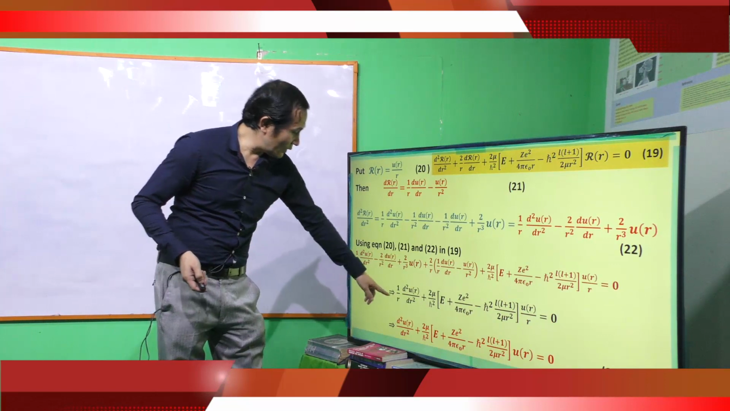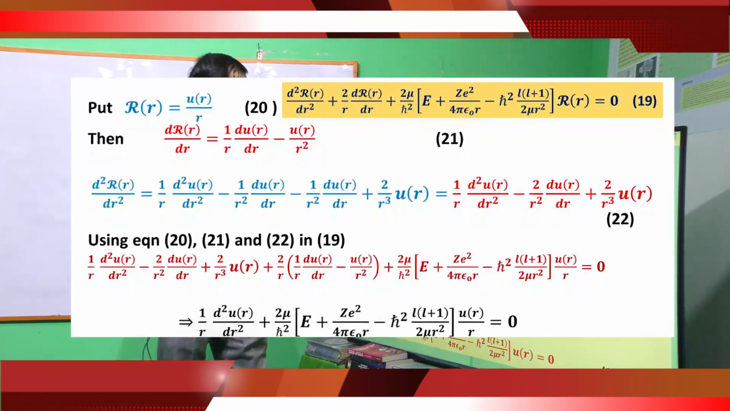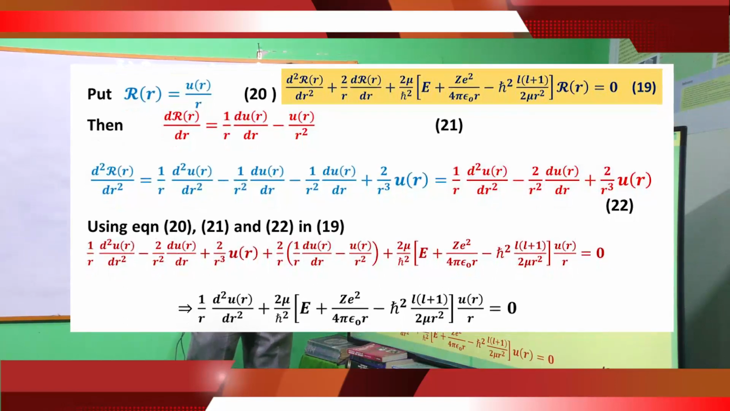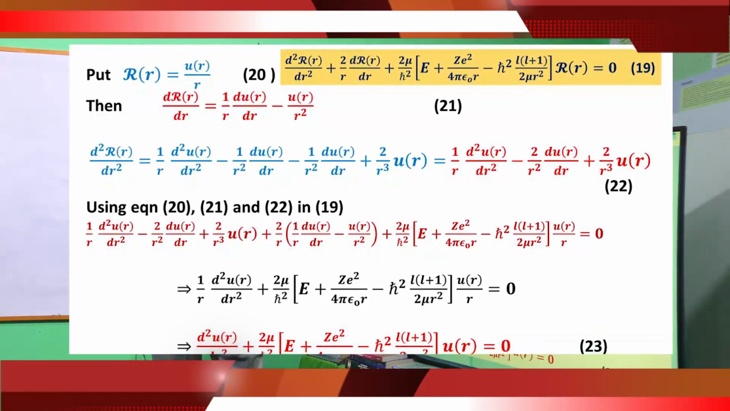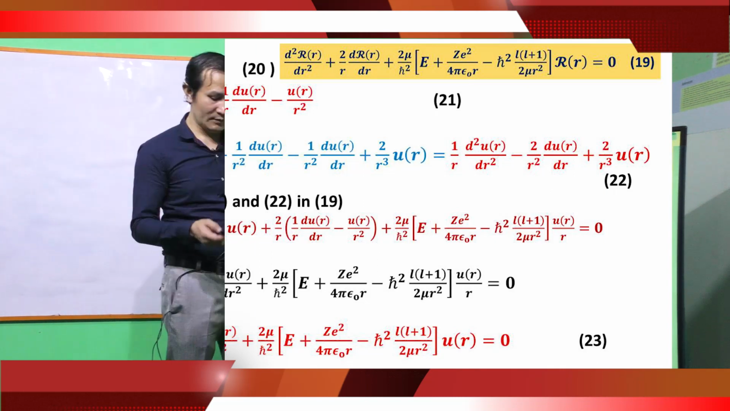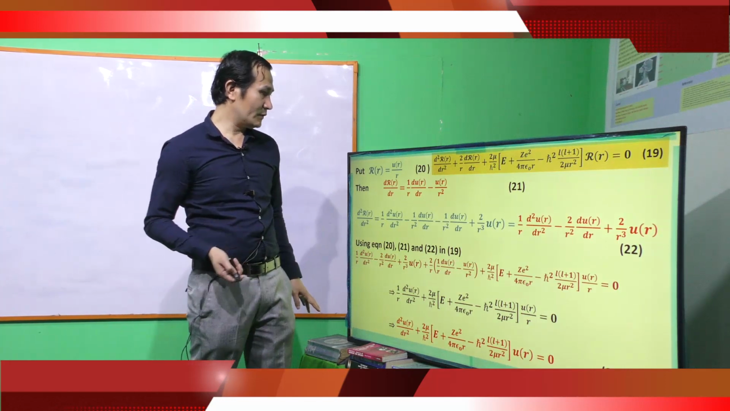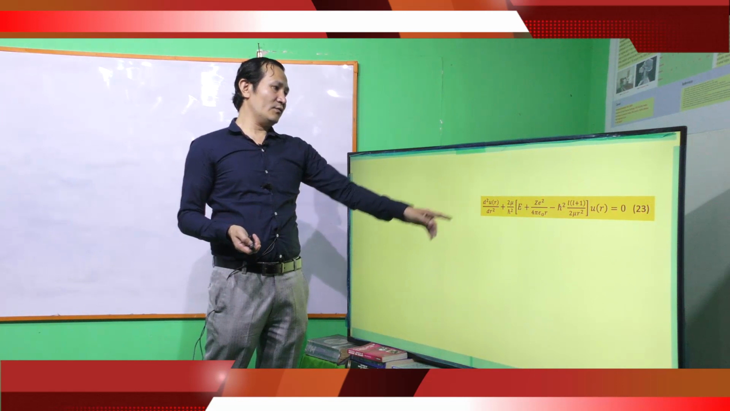You see this 1 by r is there. So that can be simplified by multiplying by r here, small r here. Then you get this last equation. That is d square u by dr square plus twice mu by r squared. Same thing here, only this r, they vanish. Just for recalling it again, I am writing that as equation number 23.